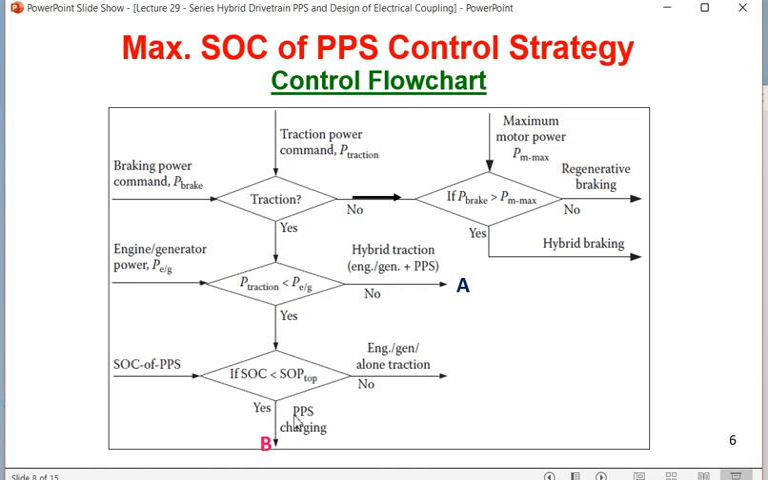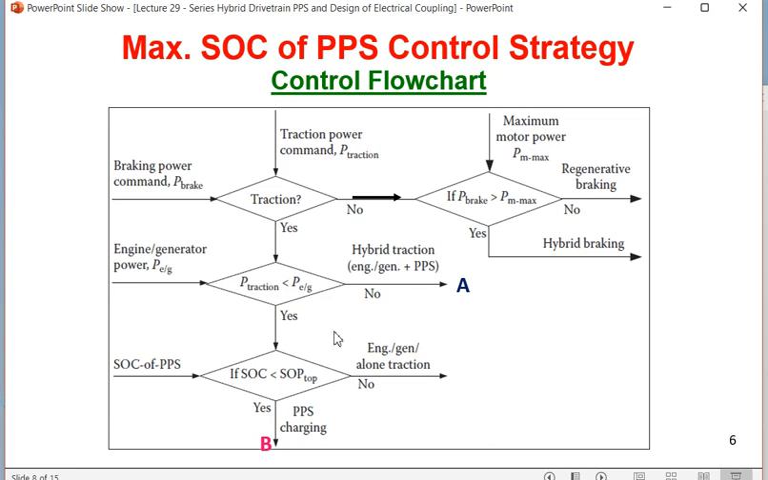If SOC is less than SOC top, answer is no, that means the SOC is fully charged. There can be two cases: either SOC is equal to SOC top or SOC is greater than SOC top. SOC cannot be greater than SOC top. So in this case SOC is equal to SOC top, and only the engine generator power will be sufficient to drive the vehicle.